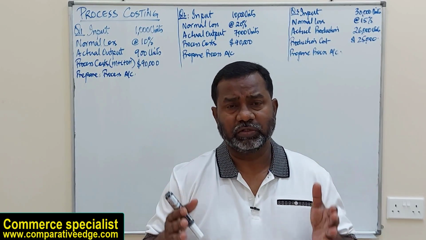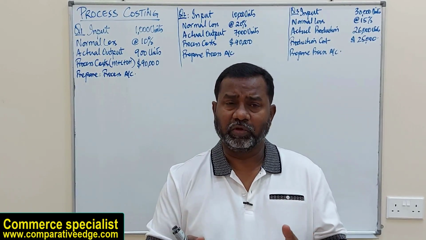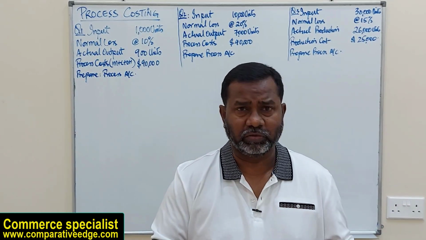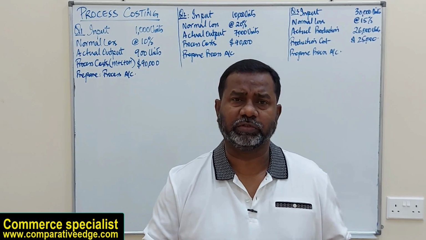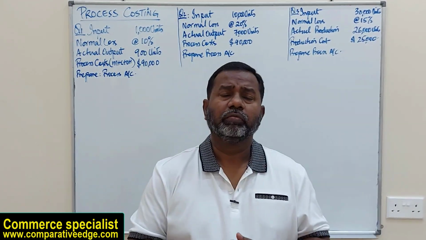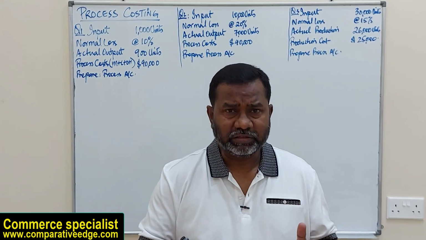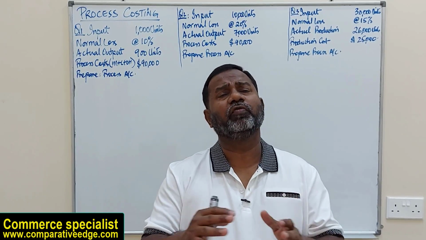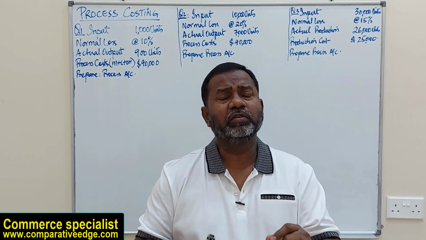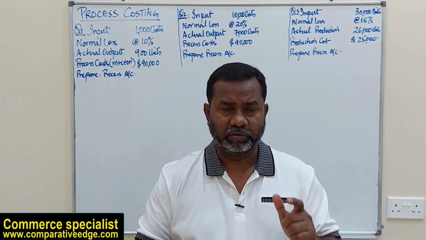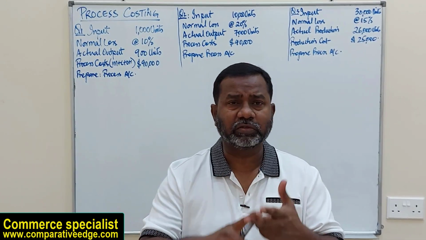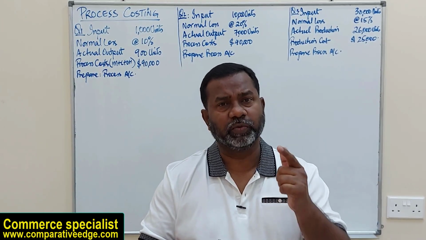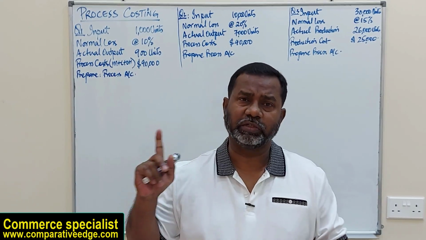So if you start with 1000 units, 100 units you're mentally ready, because experience tells you, you have historical figures that every time you start off with 1000 units, 100 units would be lost during the process, and which is very normal. So let's see how we tackle these type of questions where there are normal losses. But please remember, in the end of all process costing questions, you have to calculate the cost per unit. Whether it is process costing, job order costing, this costing, that costing, in every costing method, in the end you have to calculate cost per unit. Same is the case with process costing.